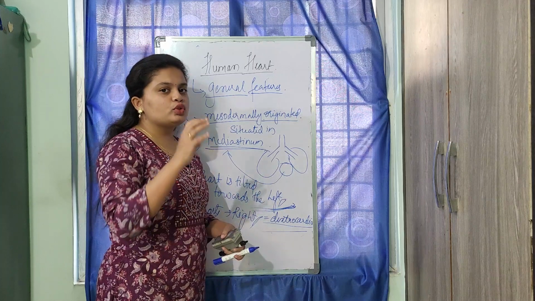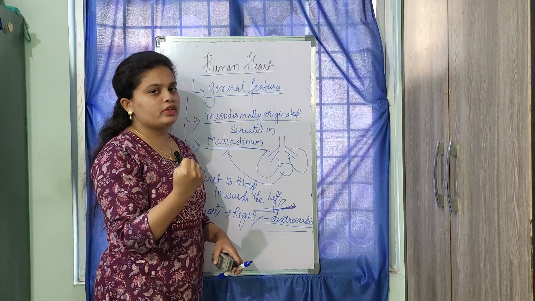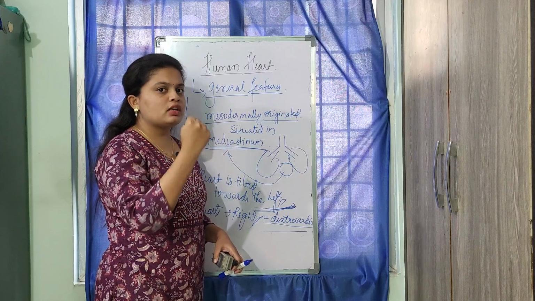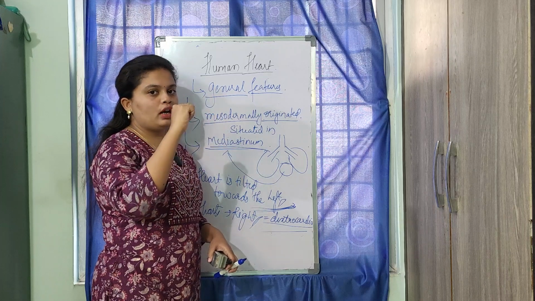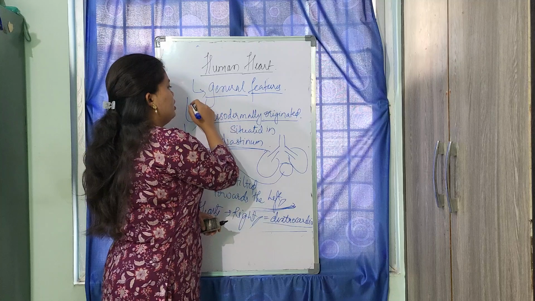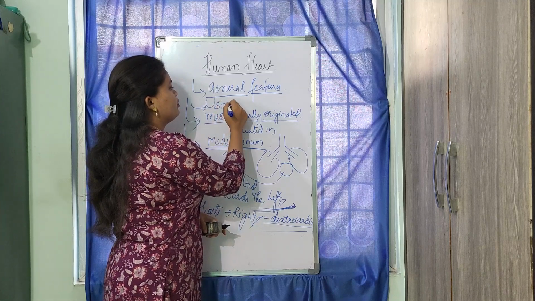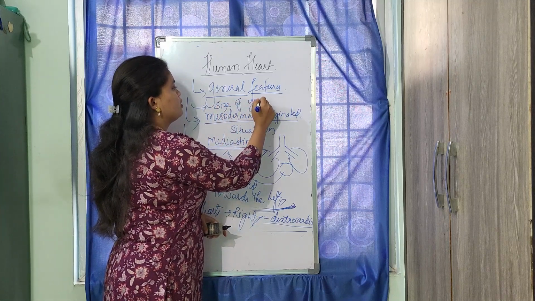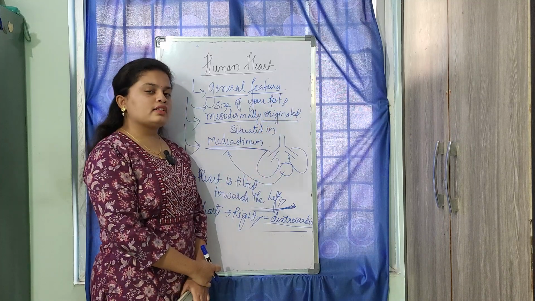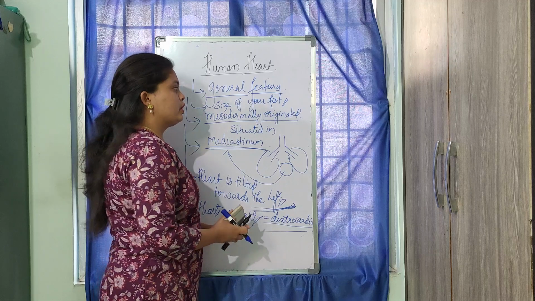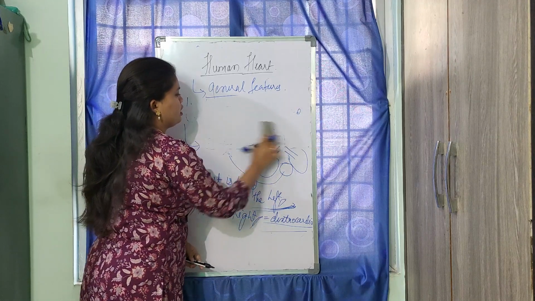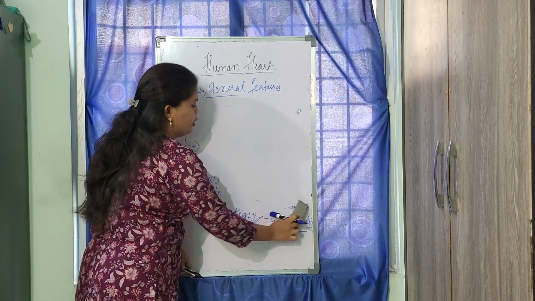Let's talk about the size of the heart. So the heart is usually roughly the size of your fist. If you hold your fist like this, this is how much your heart is. This is the size of your particular heart. It is the size of your fist. Okay, let's talk about the weight of your heart.